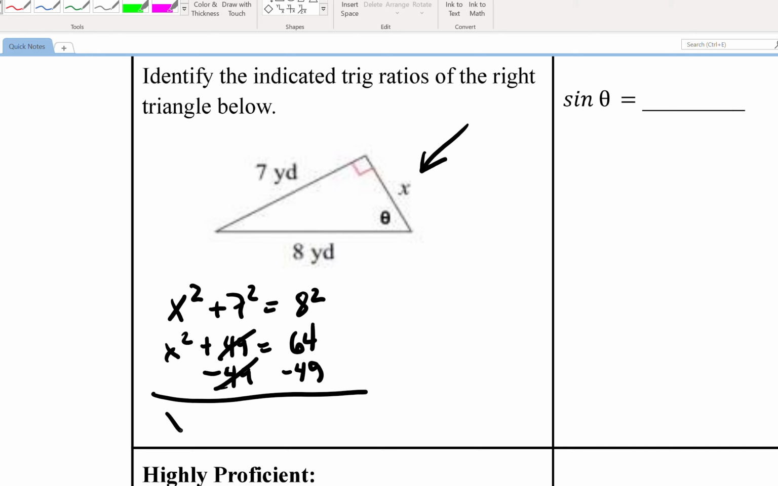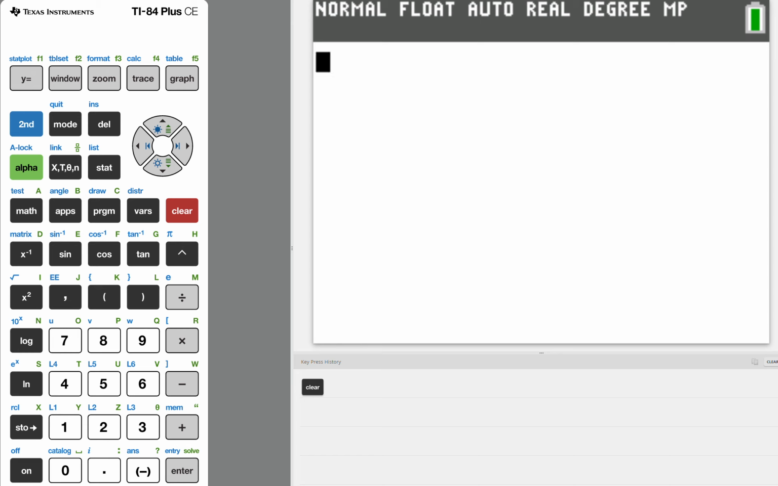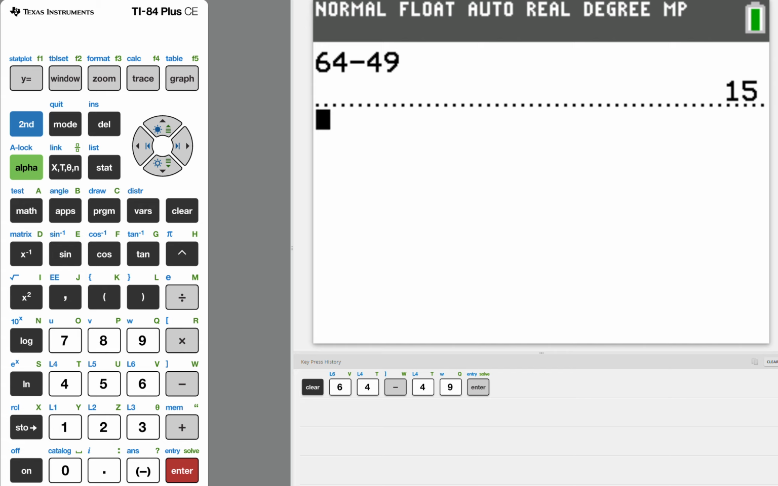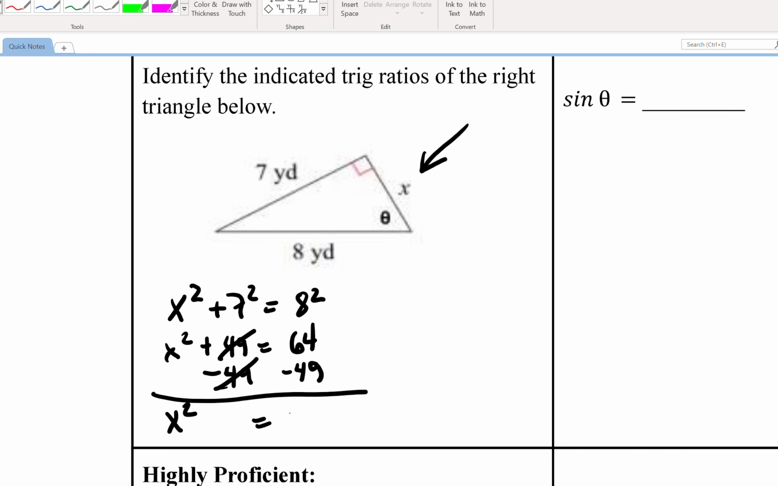And that cancels. X squared then is equal to 64 minus 49. My brain's a little tired, so I'm going to put this in my calculator. It is 15. So this is 15, and that means that x, taking the square root of both sides, is equal to the square root of 15. And we would just leave our answer like that. So x is equal to the square root of 15.